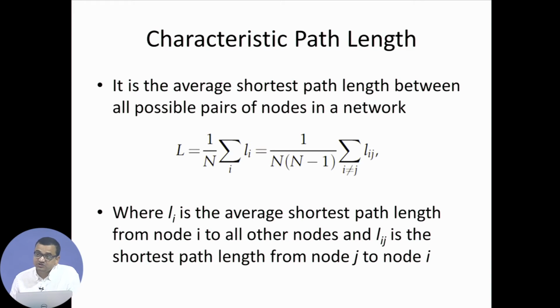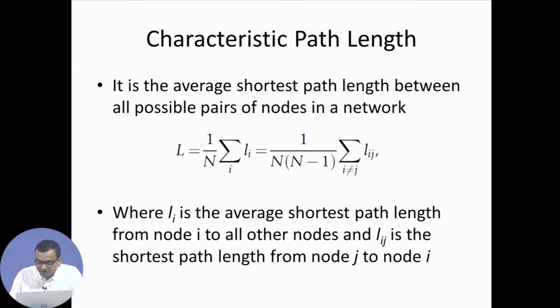But if the network is very hierarchical, very feed forward, then going from a very top level to the bottom level, you have to go along all the hierarchy. Then the characteristic path length would be quite high. So, what is the mean clustering? Characteristic path length is the shortest path length between all pairs of nodes in a network.